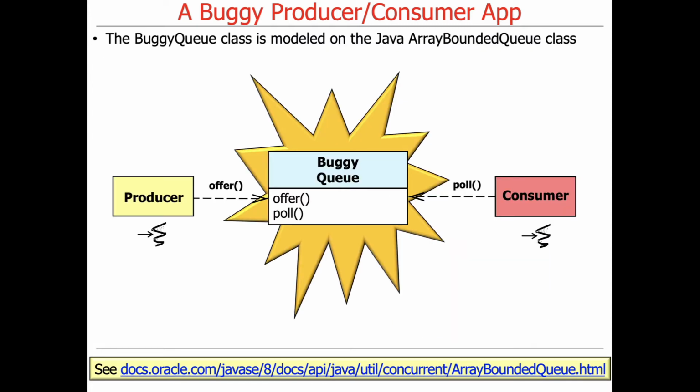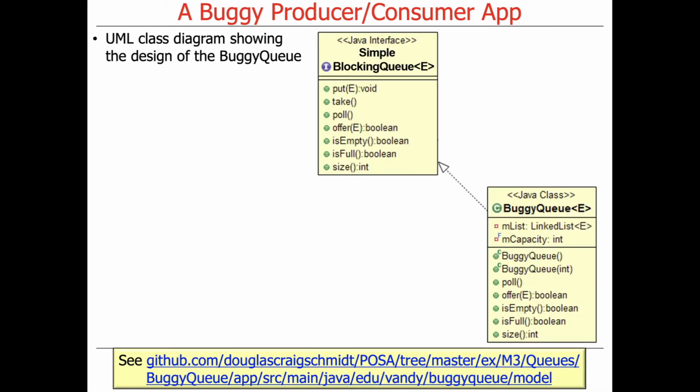Well, buggy queue is a class that I implemented that's modeled on the API of the Java array bounded queue class. So we've seen array bounded queue. The idea is you should be able to add and remove things in a thread safe way, but we don't implement the actual mechanisms for doing the synchronization, so of course it's not going to do what you want.